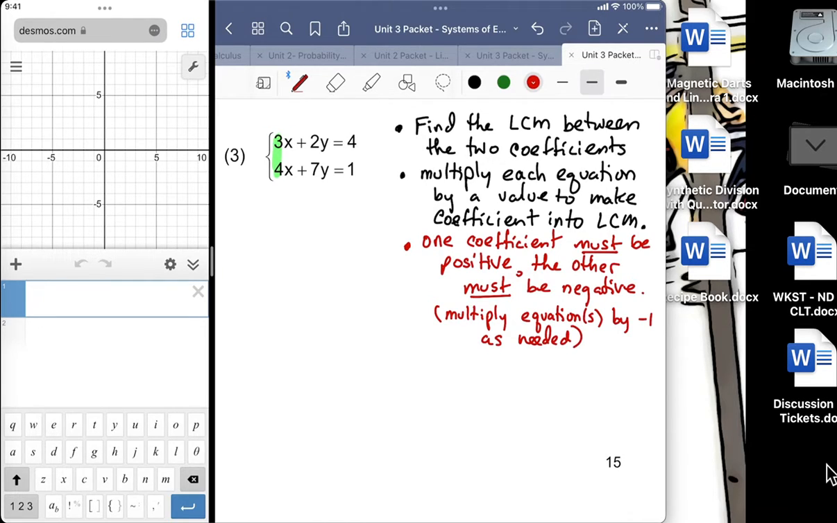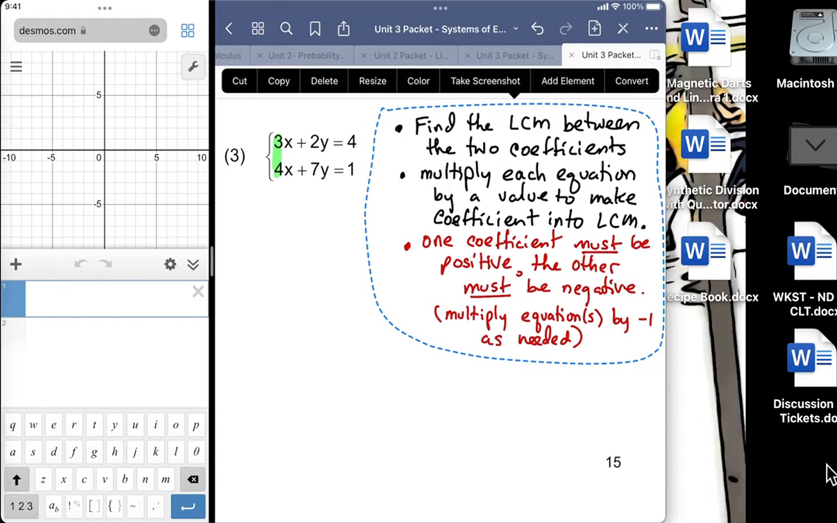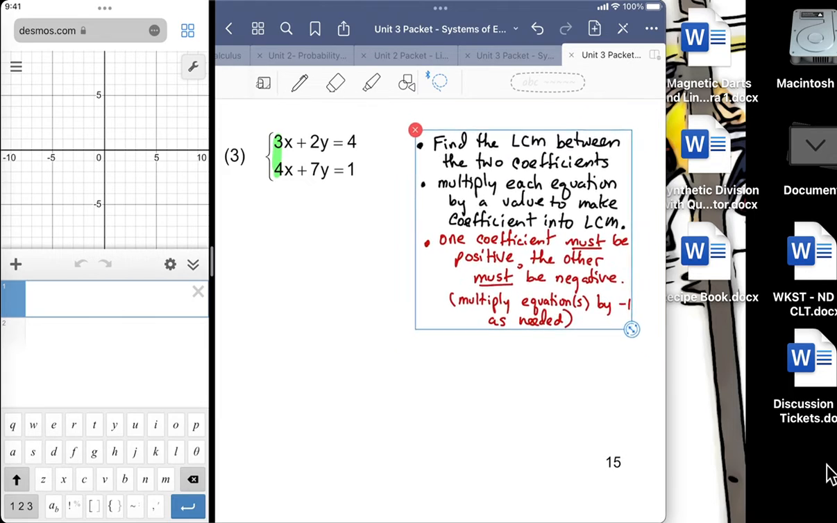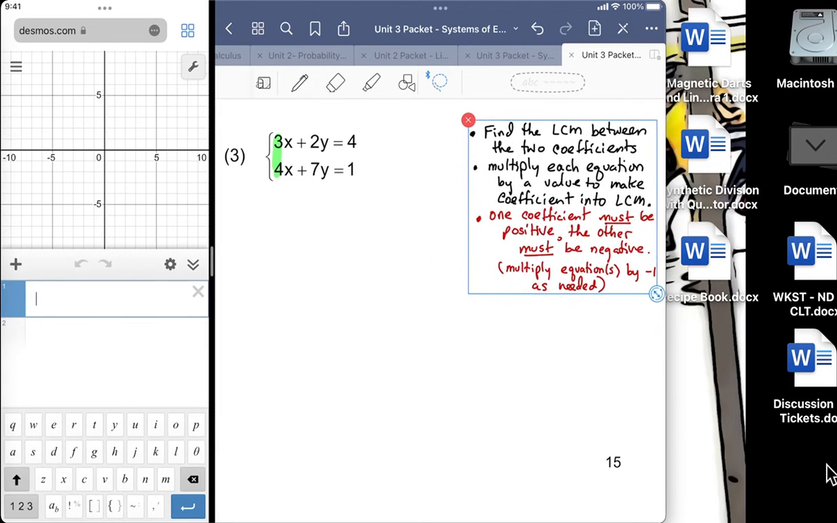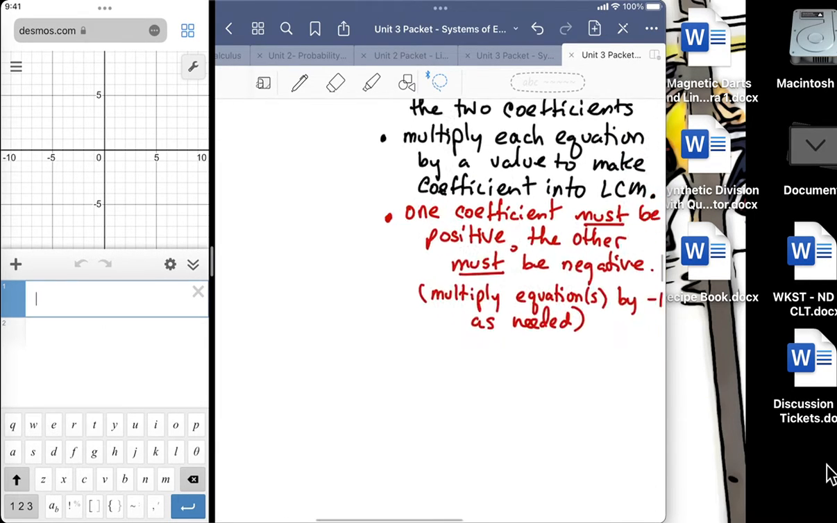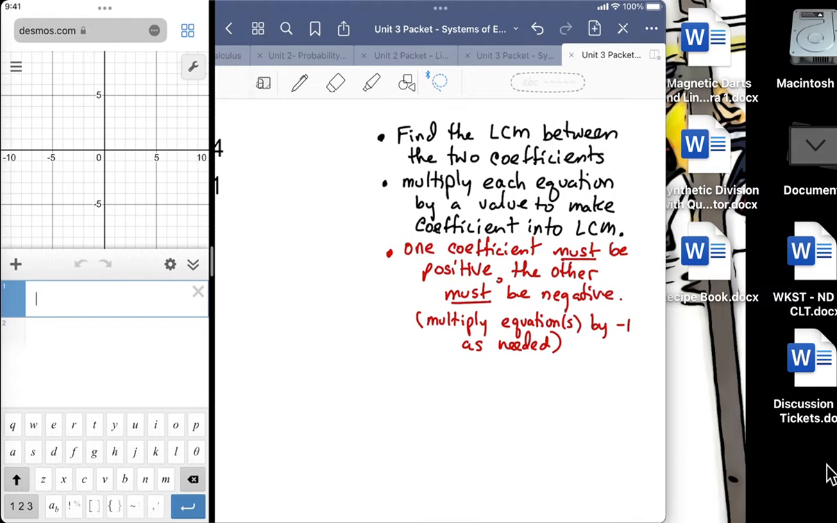That's where the number sense comes into play. You kind of look at it and say, well, I'd prefer this one to be negative. This one I'd rather be positive, so I'll negate this equation. I'll multiply this one by -1. So find the LCM between the two coefficients. Remember, the calculator can do that for you. I'll show you on both calculators. If you have the TI.